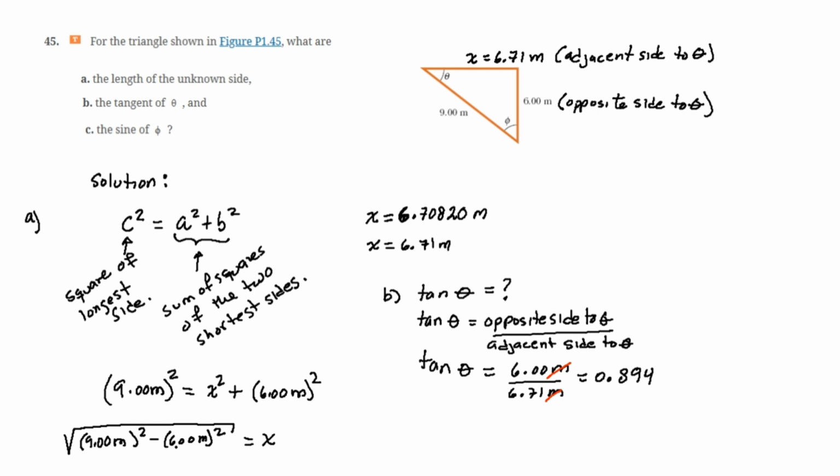Now, next, they want me to find the sine of phi. The sine of phi. Sine of the angle phi. So, the sine of phi would be the opposite side to phi over the hypotenuse. So now, let's see what is the opposite side to phi.